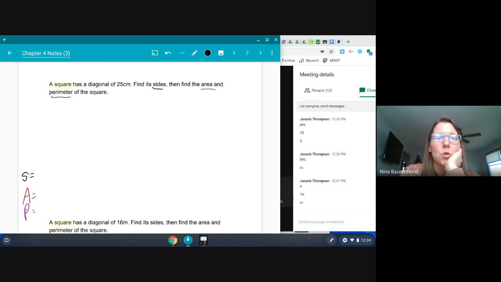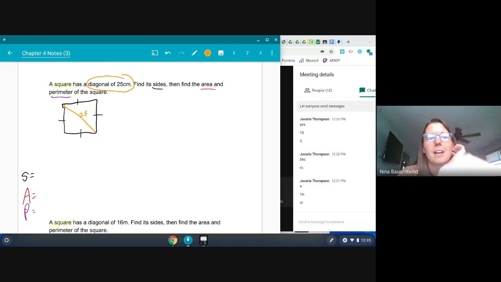So it says it's a square, okay? When we have a square, it's going to look like this. All the sides are equal. And then when we divide that, and it says it has a diagonal of 25 centimeters, this is 25. I'm just going to pause there. Are we okay so far?